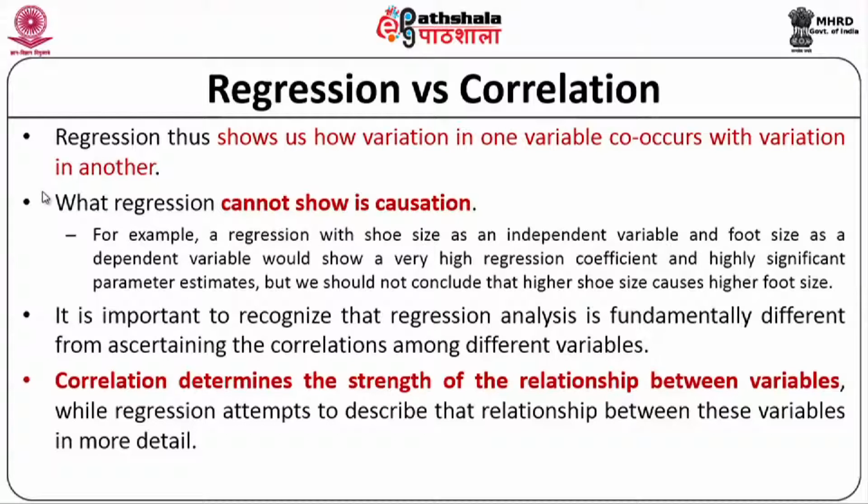So with respect to correlation, what are we trying to identify? Correlation actually determines the strength of the relation between variables, but regression fundamentally attempts to identify what type of relation those variables exhibit. When we take a look at regression, it actually provides more in-depth knowledge about the relation. So correlation is trying to identify the strength, and regression goes one step more, that is, it provides more details about the relationship among the variables.